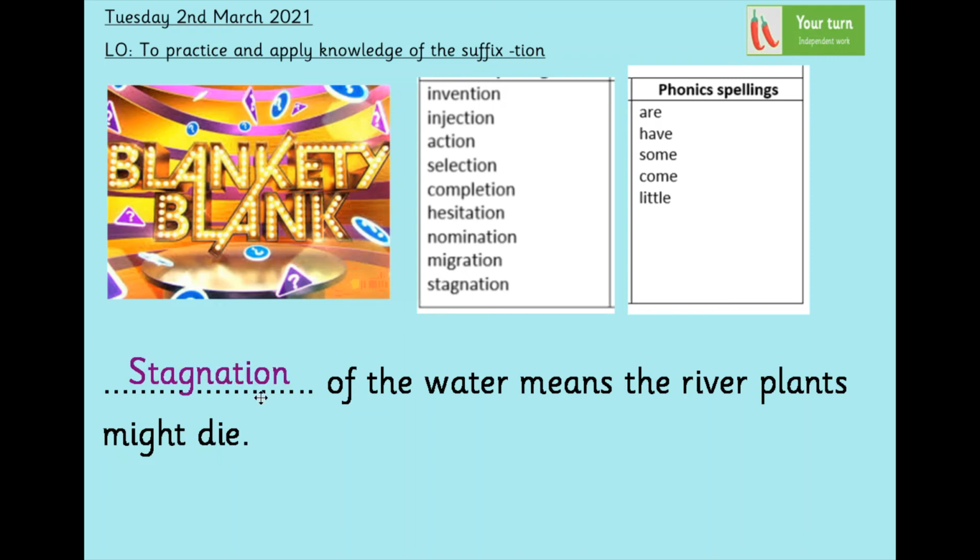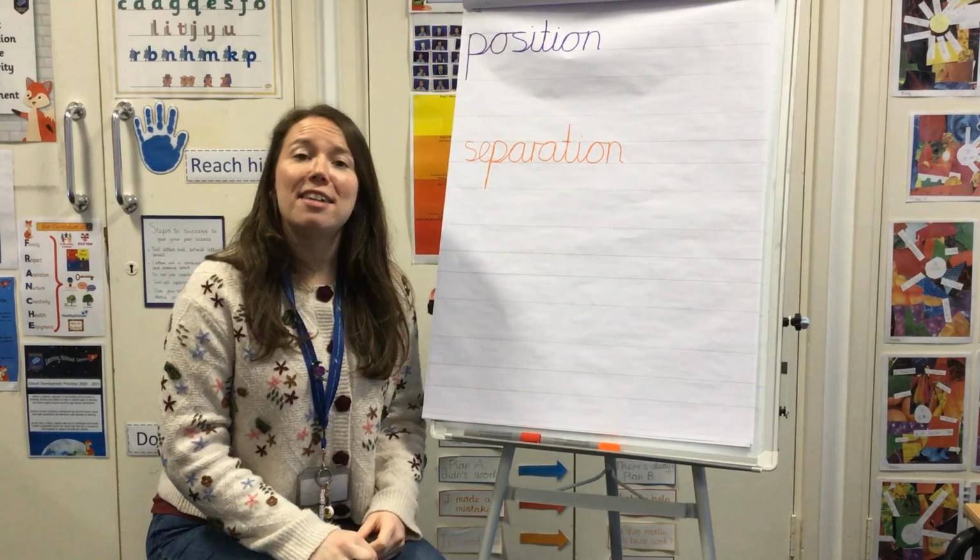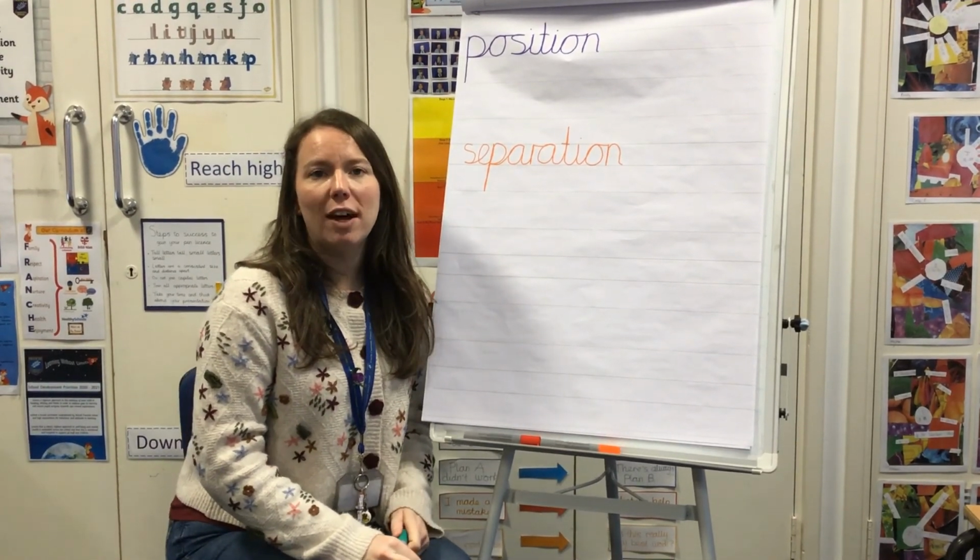Okay, that blank was stagnation. So stagnation of the water means the river plants might die. Well done, everybody. That is the end of blankety blank. I hope you did well today. Keep practicing your spellings. Okay, so now it's time for the handwriting part of our lesson.